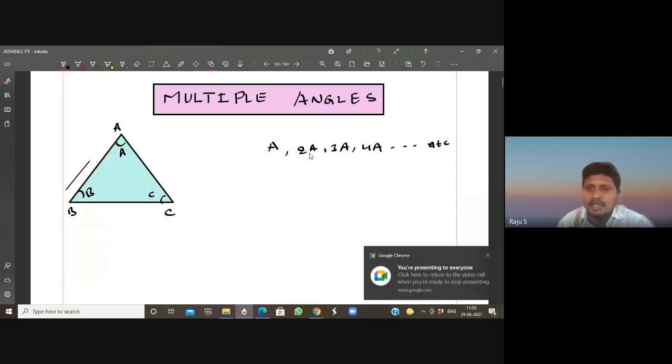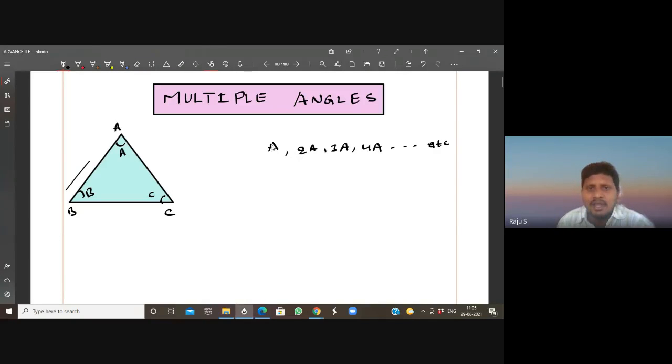If we multiply an angle with integers, then it is called multiple angles. Multiple angles in the sense, given angle, let us consider capital A be the given angle. So given angle multiplied by 2, 3, 4, these are the integers, then this is called multiple angles. Sub multiple angles also there. We are going to discuss sub multiple angles.